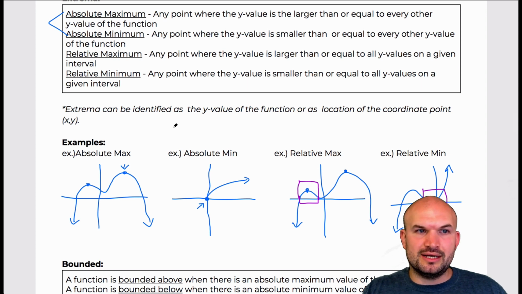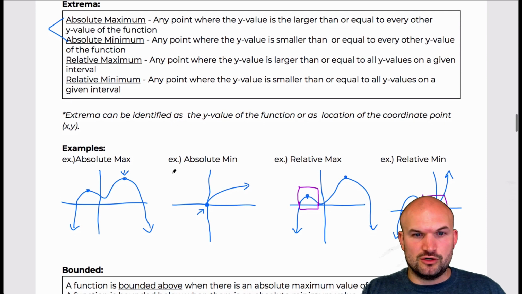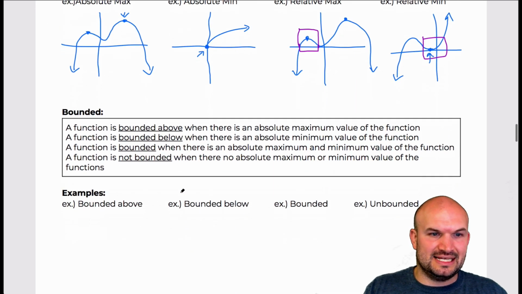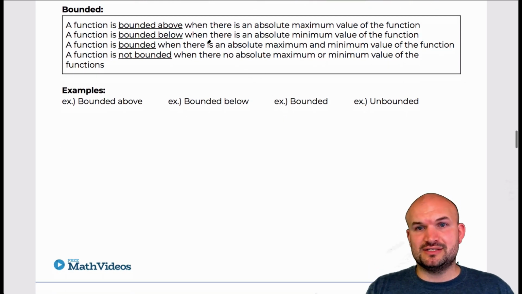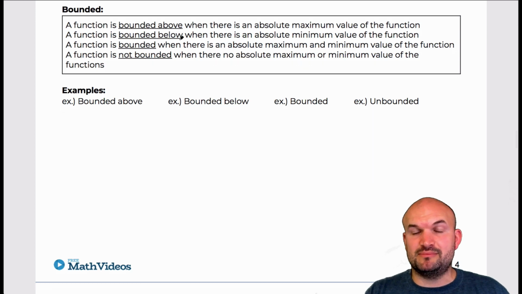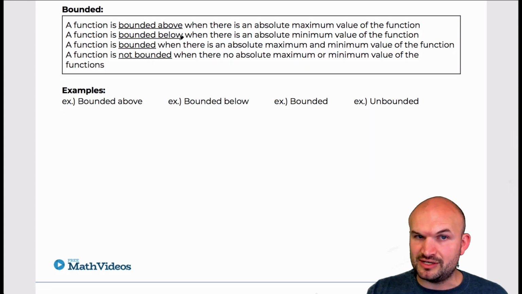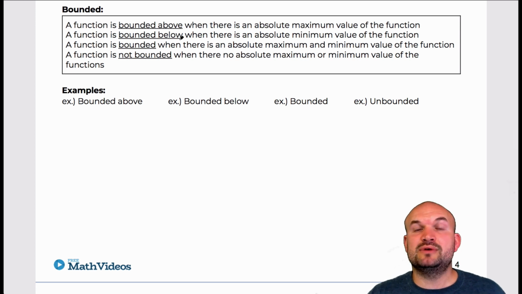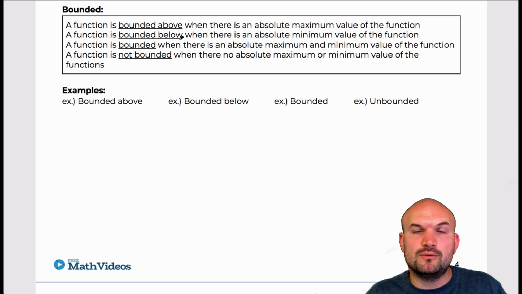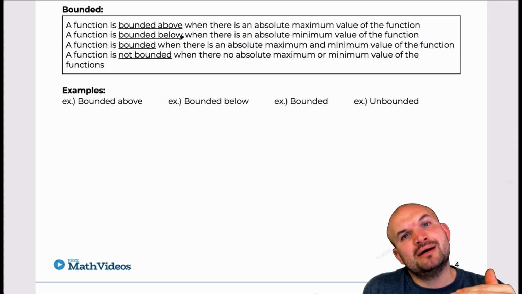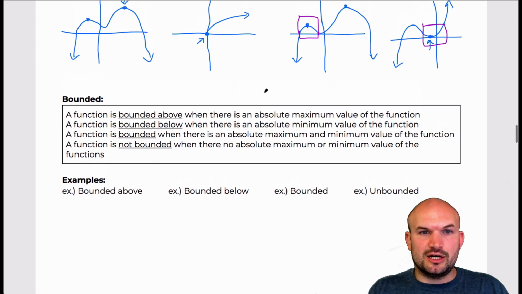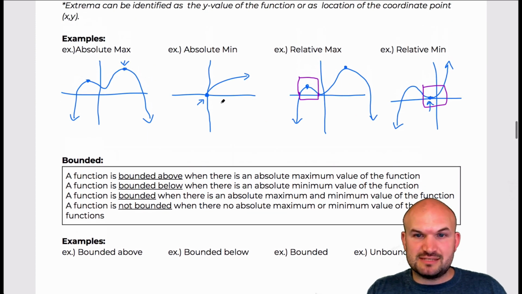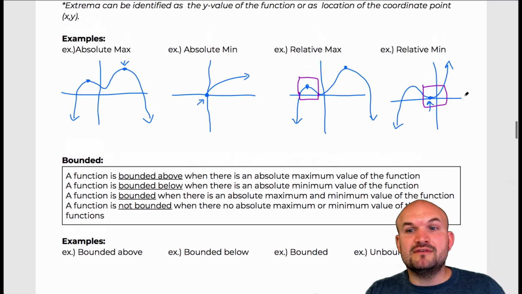All right, so the next characteristic that goes right in step with this is bounded. Bounded above basically means the graph does not go above a certain value, and bounded below is when it doesn't go below a certain value. We call a function bounded when it has a maximum as well as a minimum, and we call a function unbounded when it doesn't have a max or a min. So, we could look at all these. You could say that's bounded above, that's bounded below, that's bounded above, and that's not bounded.